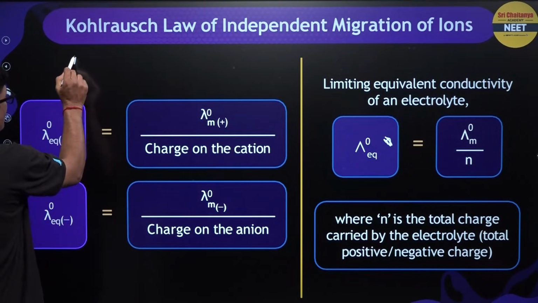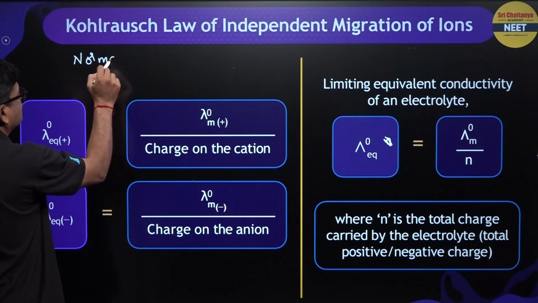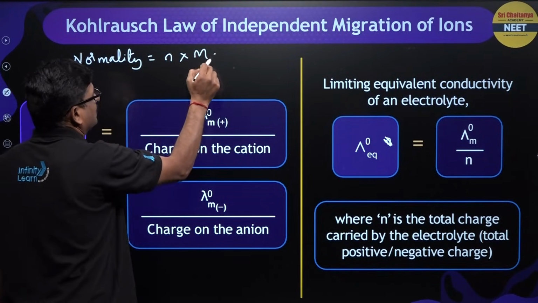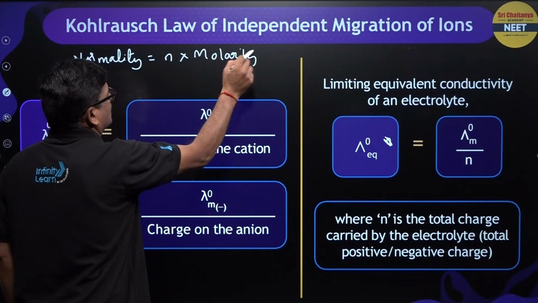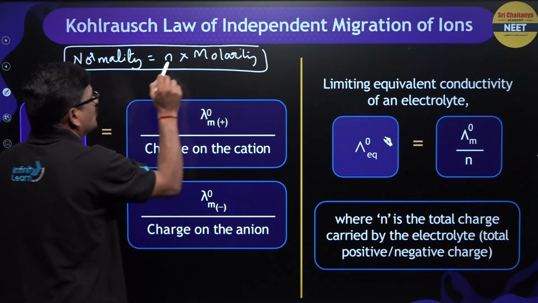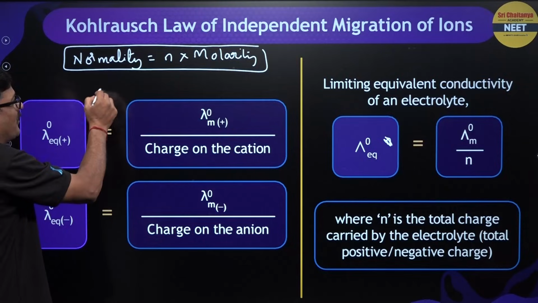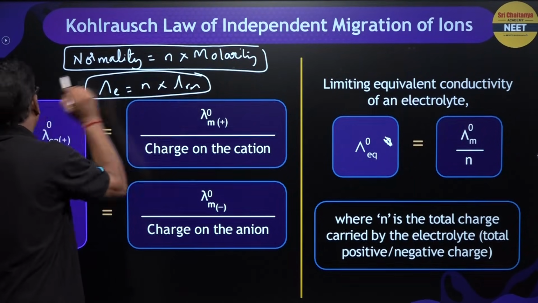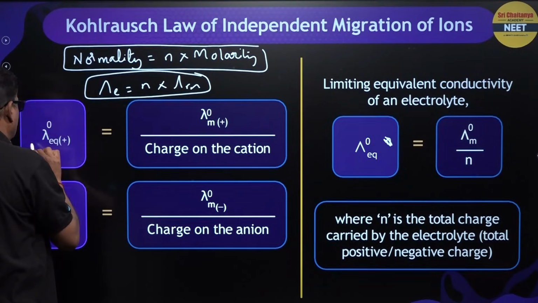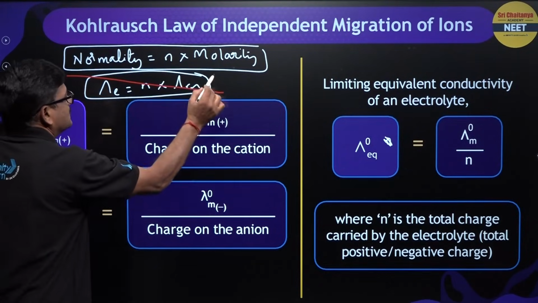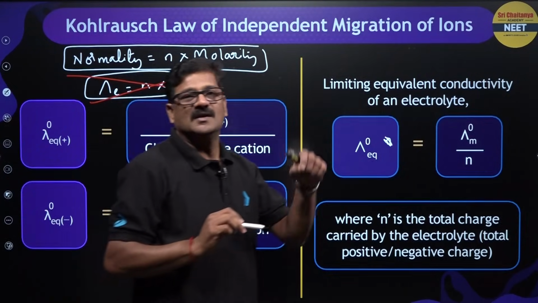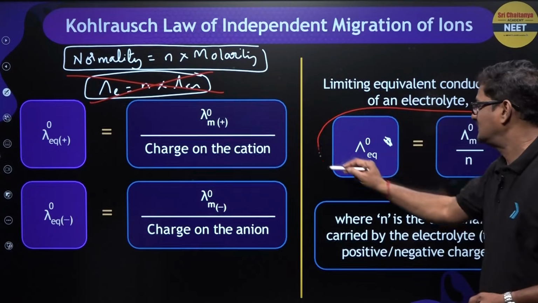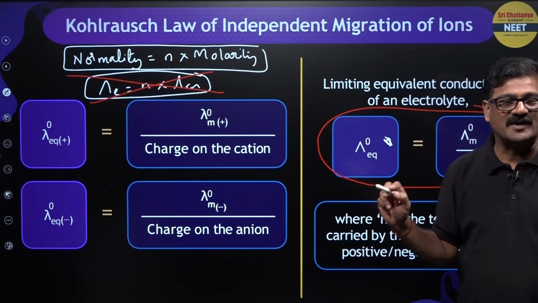Just like normality is equal to n into molarity. That's the reason why you don't say equivalent conductivity is equal to n into molar conductivity. And my dear students, this is an absolutely wrong concept. Students are misled with this formula, but the correct formula is this. Everybody take a note of it.